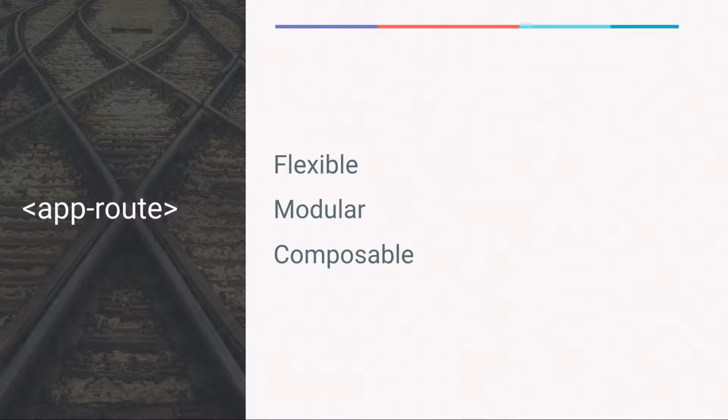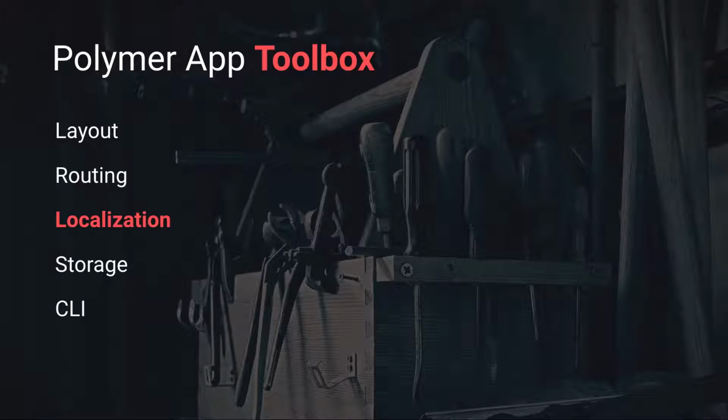So the app route, it's flexible, it's modular, it's composable. It doesn't just work with web components, it works like web components. It can know about your entire app, or it can just be responsible for routing one small section of your application. OK, that's great. We can lay out our application. We can route between different views. What if we want to localize our UI? What if we want to translate it into different languages?